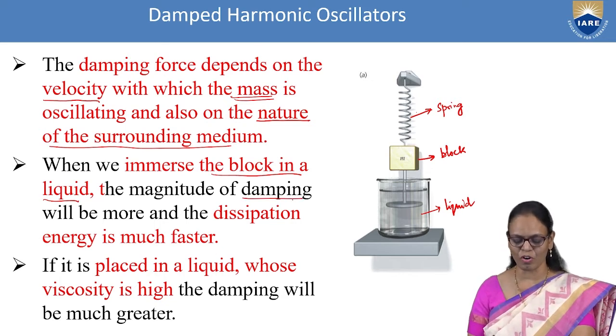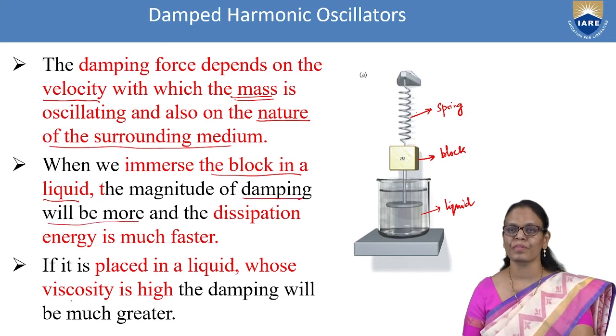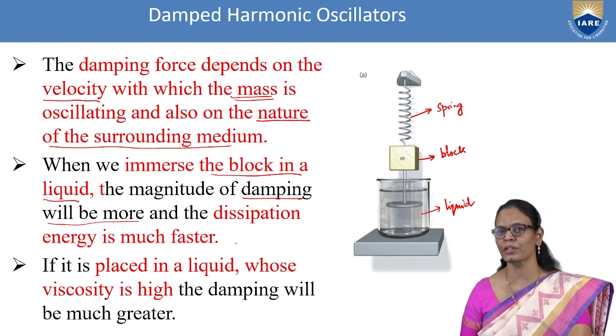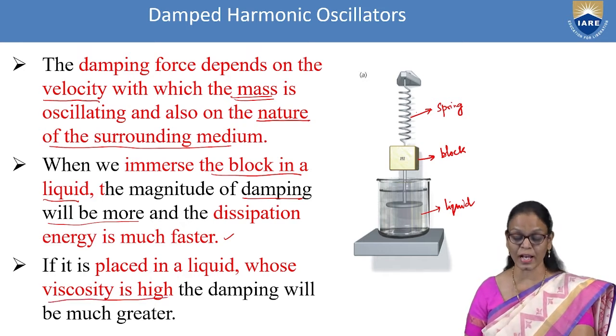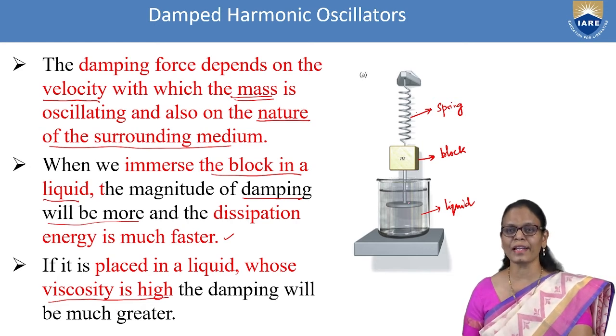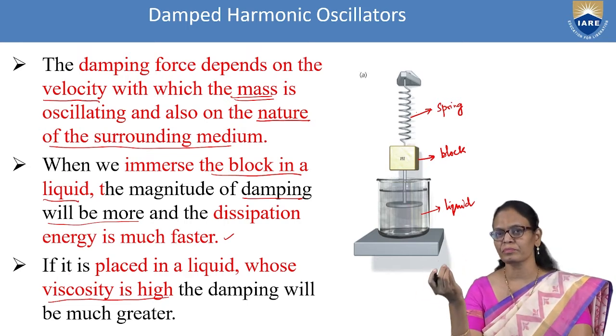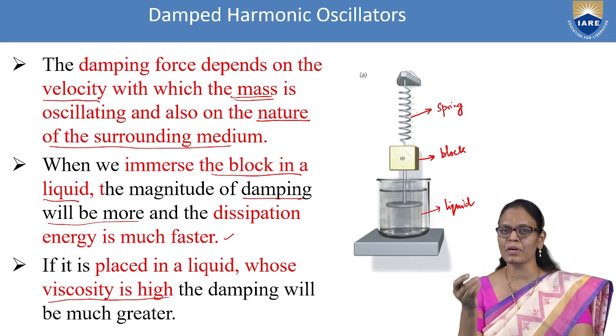The magnitude of damping will be more. There will be more damping because there will be more resistive forces acting upon the object, and the dissipation of energy is much faster. And if this liquid is replaced with some other liquid, it depends upon the nature of the liquid, the nature of the surrounding medium. Now we are taking oil. Suppose we take some cooking oil and you immerse this object in it. Definitely there is some damping force which is greater than that in air.